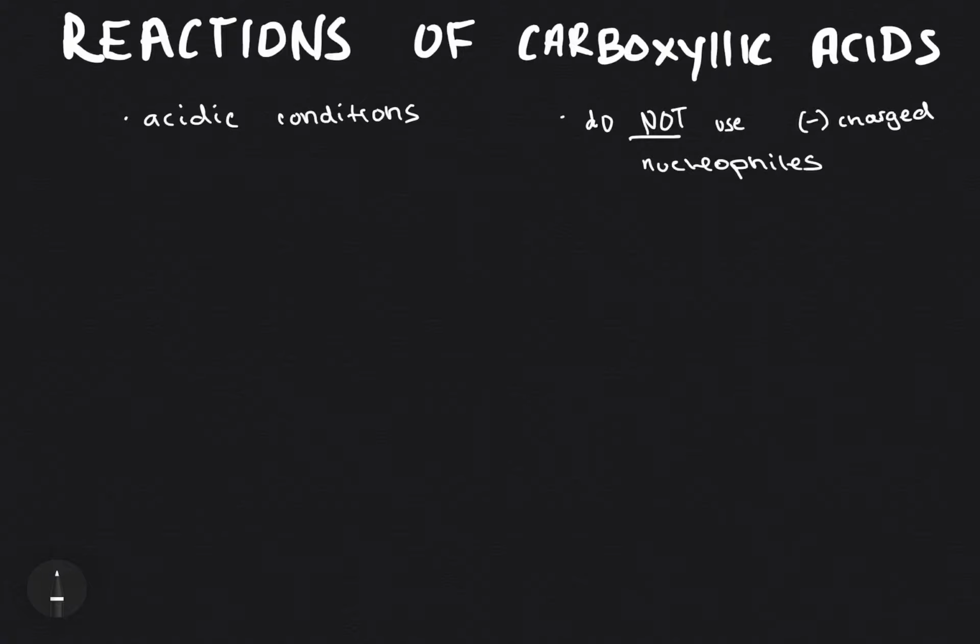Okay, so let's go over our reactions of carboxylic acids. Just two things to keep in mind. We're going to need acidic conditions for these, otherwise we're going to form the carboxylate ion, which is highly unreactive. And also, you don't want to use a negatively charged nucleophile, because it's actually just going to grab that OH, this H right here.